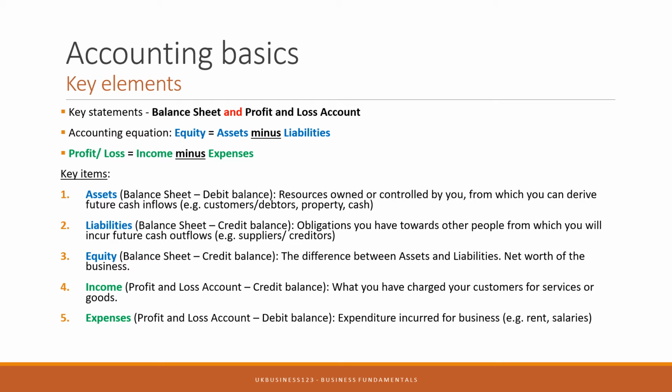Now, assets have what we call a debit balance. Liabilities have a credit balance, and equity normally has a credit balance. Income has a credit balance, and expenses have a debit balance. So normally, if it's a debit balance, if you are debiting an account, you are either recording an asset or you are recording an expense. The opposite is also true.